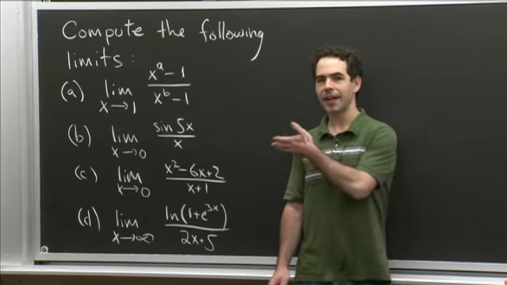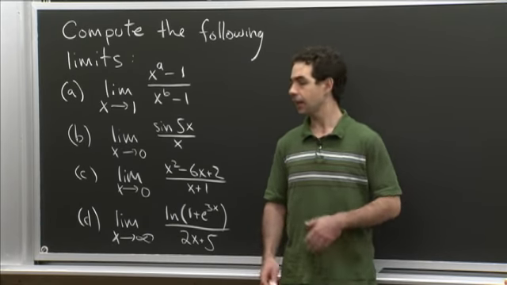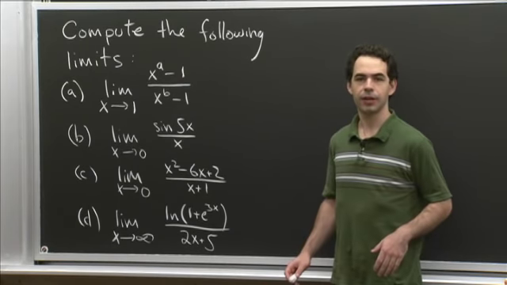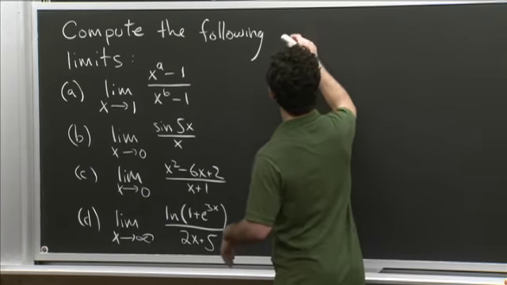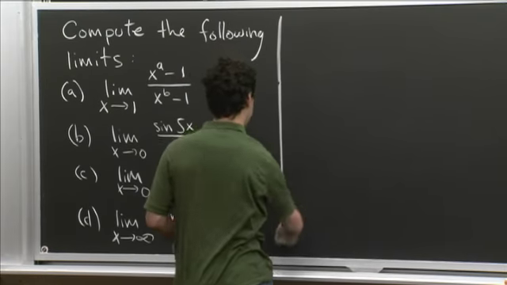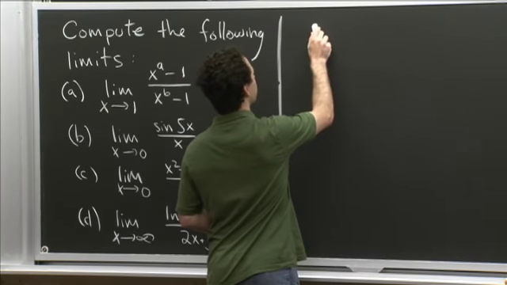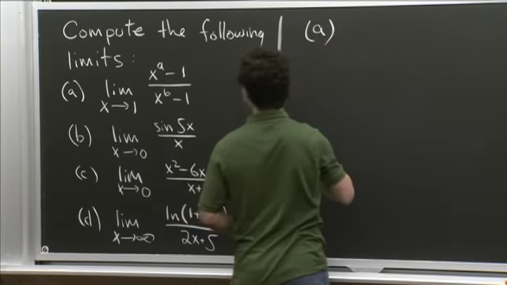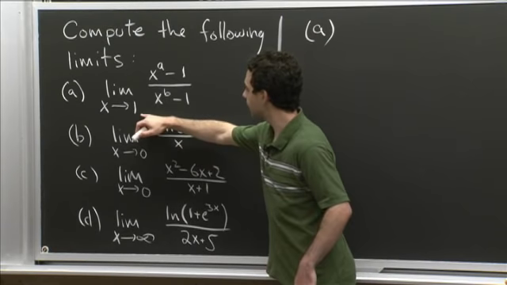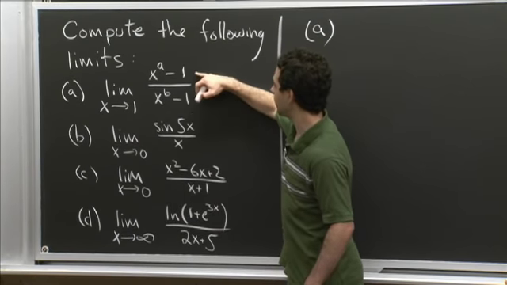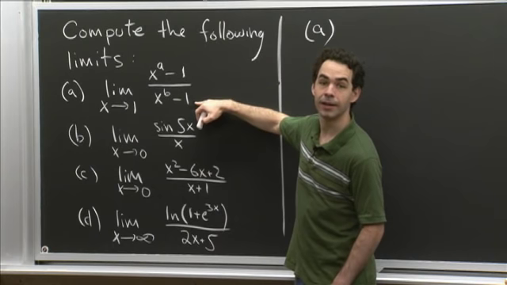Welcome back. So we have these 4 limits here, and let's start solving them, shall we? I'll go through them in order. So limit A is the limit as x goes to 1 of x to the a minus 1 over x to the b minus 1.